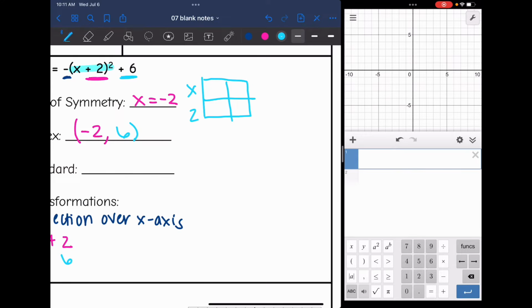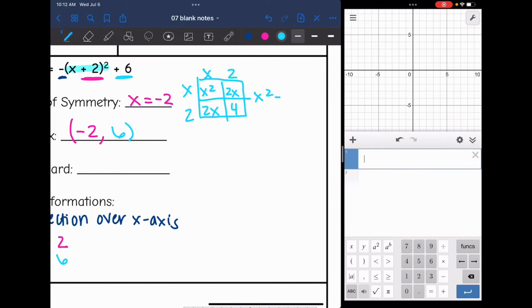x plus 2 times x plus 2 would be x squared, that's 2x, 2x, and 4. So I get x squared plus 4x plus 4 after I combine like terms. So now I'm going to replace this with this product.